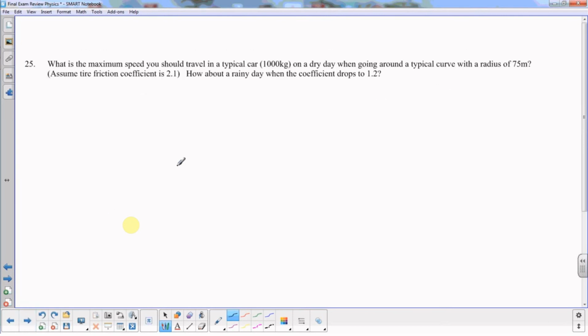All right, 25. What's the maximum speed you travel in a typical car on a dry day when going around a curve of 75 meters? Assume the friction is 2.1. How about a rainy day when it drops to 1.2? So we'll do this twice. Dry, rain.